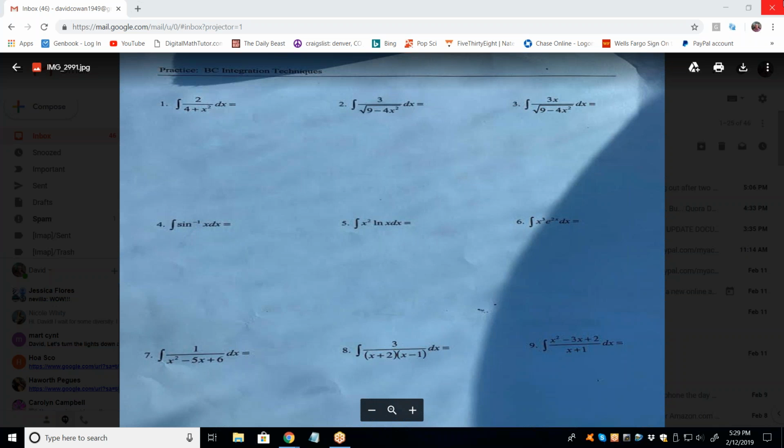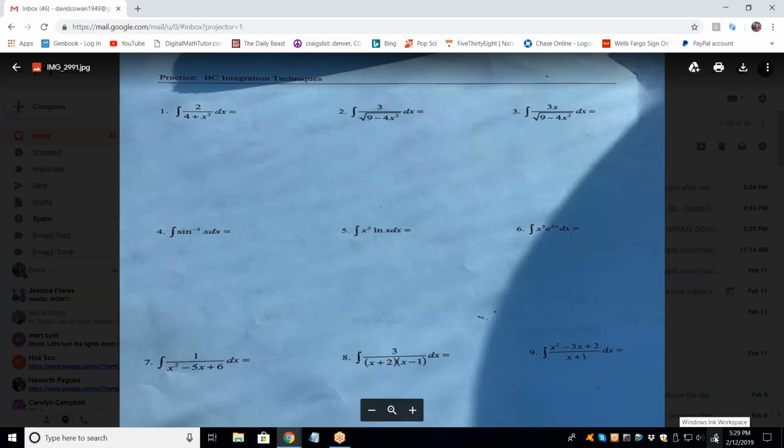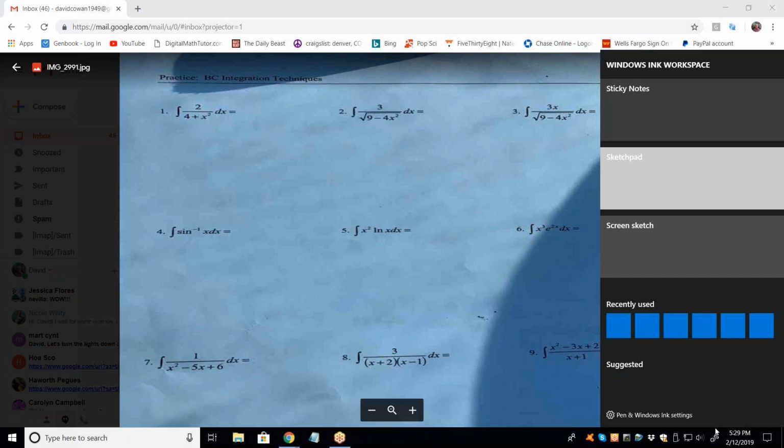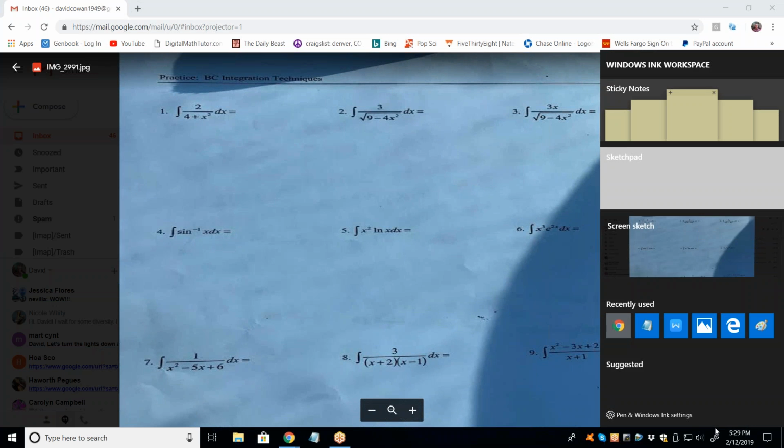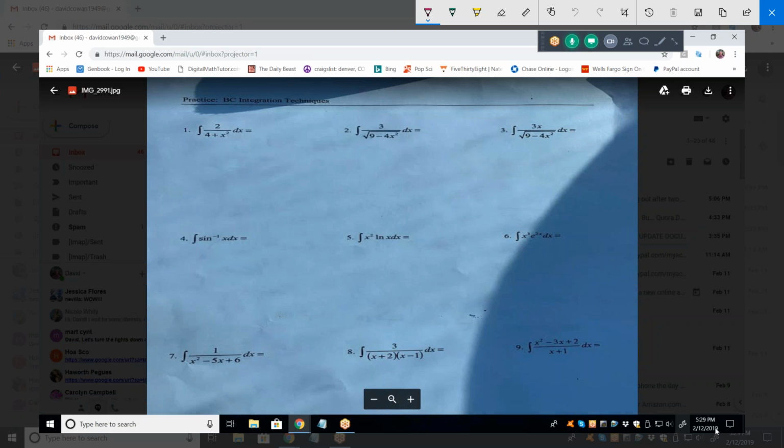Okay, the three trig functions they tend to start you out with, the first is the arctangent. So we'll start with arctangent. If I take the derivative of that, I get 1 over 1 plus x squared.